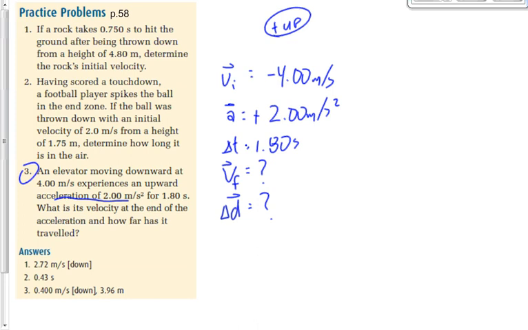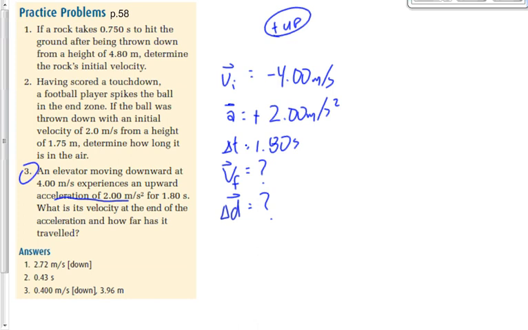Do we have to find Vf first, or could we find delta D first? Does it matter what order we find these in? Who cares? Look, you're asked for two things. You need to find both of them. Who cares what order you do it in?